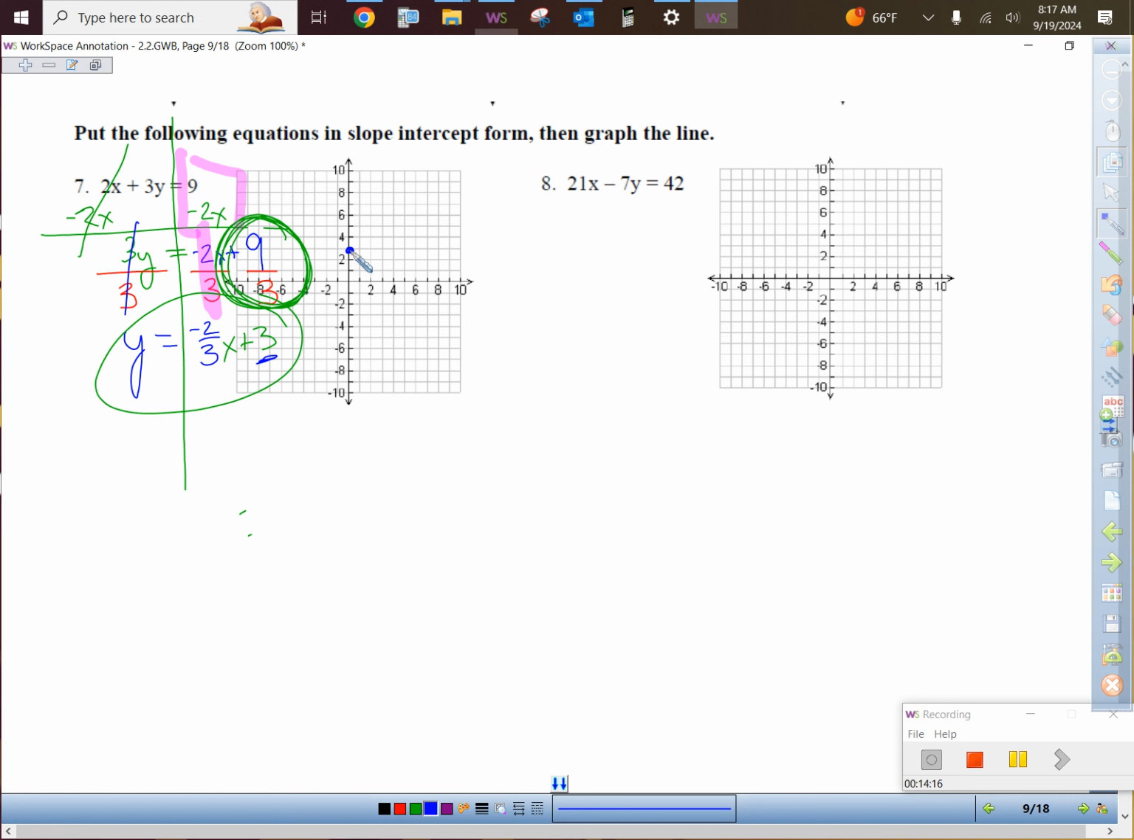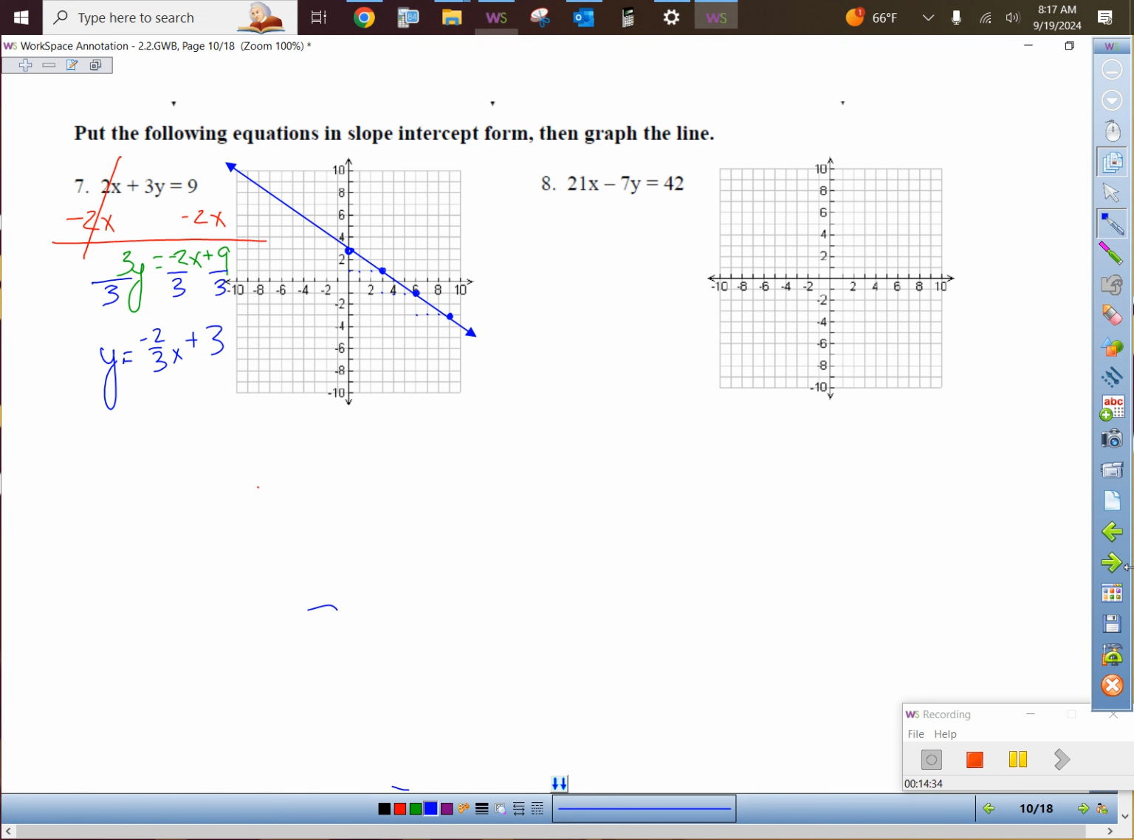And isn't the slope negative 2/3? So we'll go down 2 and to the right 3. Down 2, to the right 3. Try that 4 times. Remember, on homework, you just have to do 2 points.